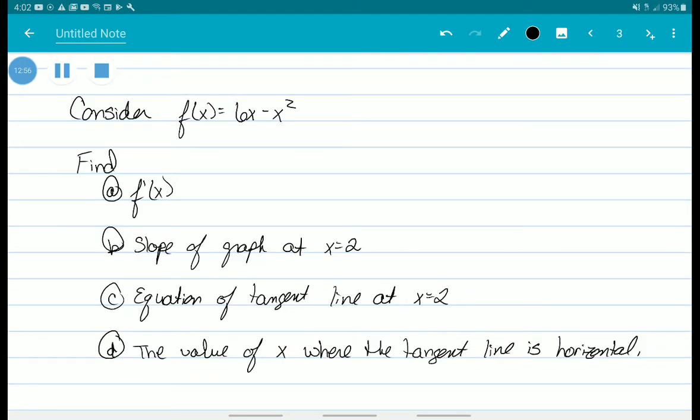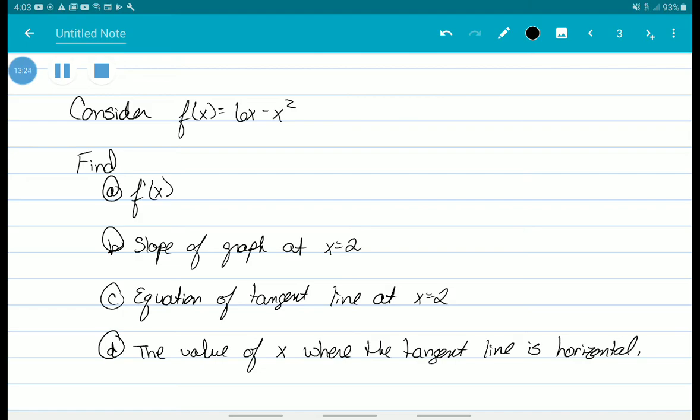So let's look at one more type of problem. Now that we know how to find derivatives, we can use that to help us find some things. So let's consider the function f of x equals 6x minus x squared. And we want to find what f prime of x is, the slope of the graph at 2, what the equation of the tangent line would be at 2, and then where is the tangent line going to be horizontal. So we know what this graph looks like.